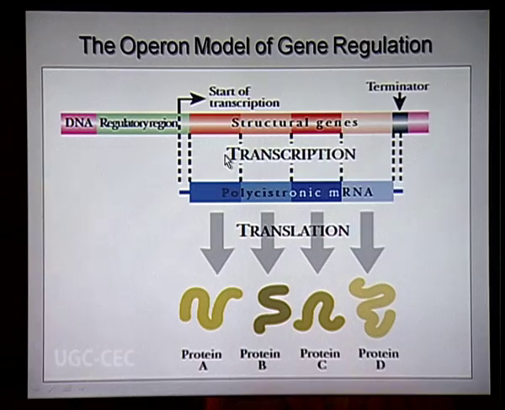So this was the basic principle behind the operon concept, which is available only in the prokaryotic system. In eukaryotes, we won't find polycistronic messages. So let's have a look at the negative control of the inducible gene.